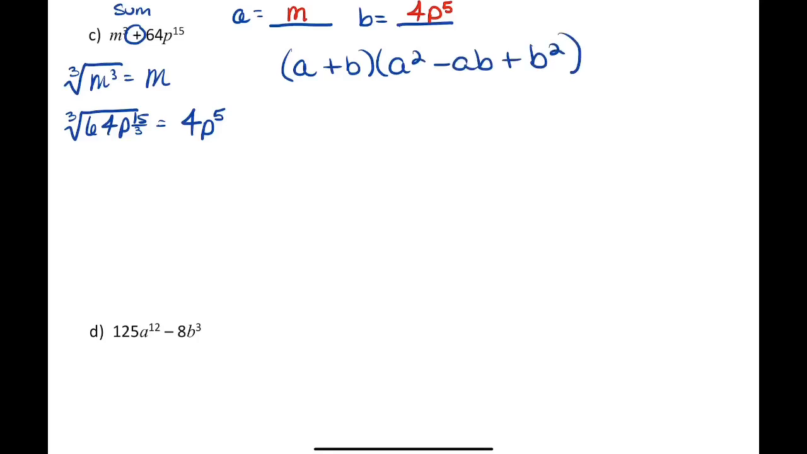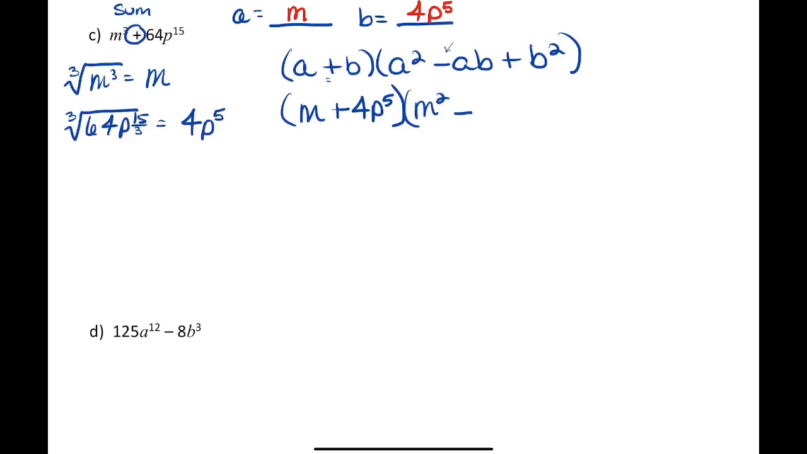All right, so I wrote out the format there. Now this is a sum of 2 cubes, so I wrote plus here, and then there's a minus there. So now I'm just going to put the values that represent A and B in their proper spots. So A is m, and B is 4p to the 5th. So there's your binomial. And A is squared, so we're going to put m squared, because that's what A is, m.